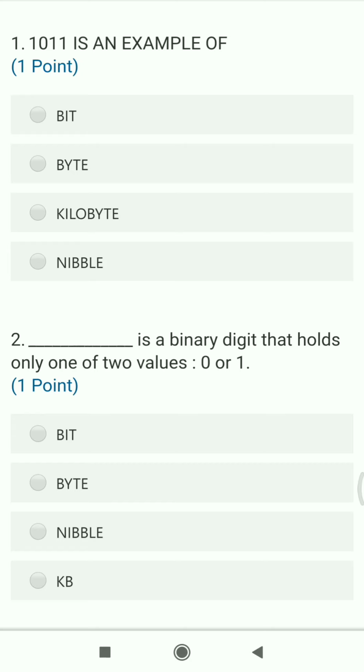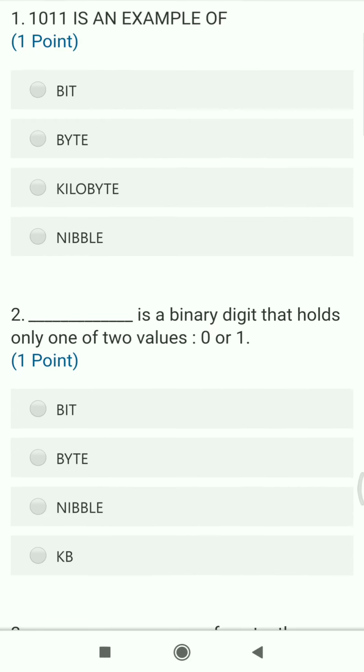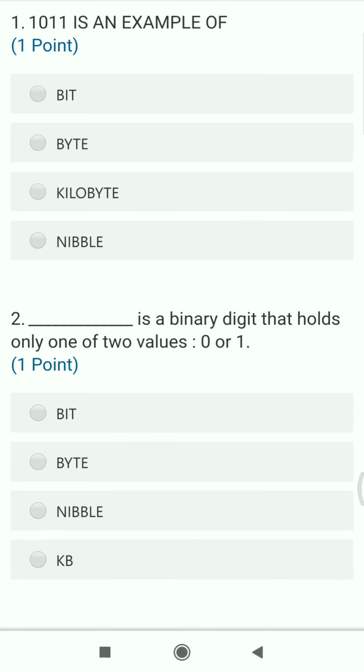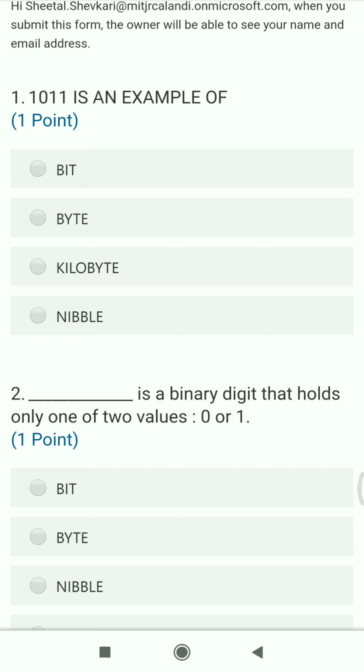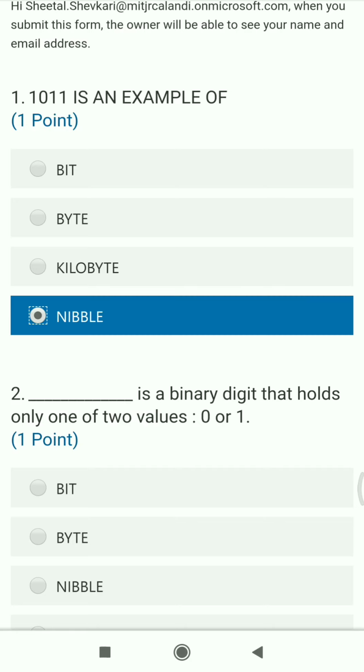Second is byte. A byte is a group of 8 bits. When 8 bits come together, we call it a single byte. Now, what is a nibble? When a group of 4 bits come together, we call it a nibble. Here you can see there are a total of 4 bits, that is 1011. So this question's answer is nibble, because it has a group of 4 bits.